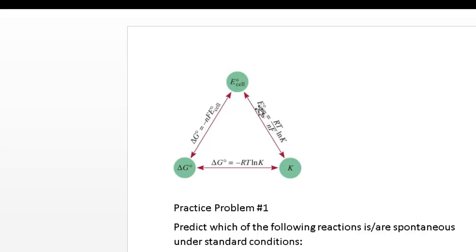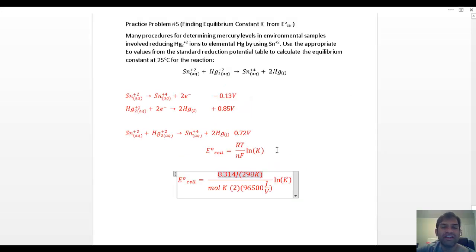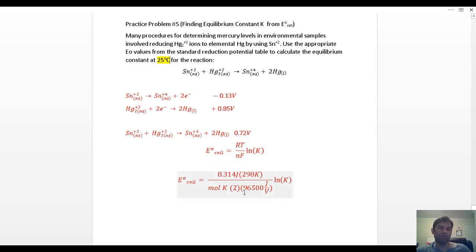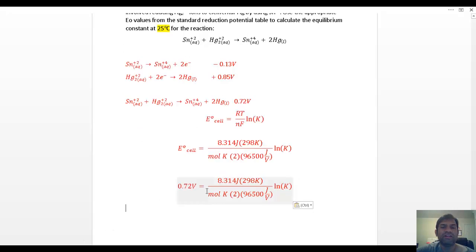We already just now calculated Ecell. So here's our equation that we just calculated. R is 8.314 joules per mole Kelvin. T is 298 Kelvin. Okay, we got that from there. And then 2 electron transfer reaction. F is 96,500 joules per volt. That's just a constant. Natural log of K. So Ecell we just calculated at 0.72 volts. So let's put in 0.72 volts here and then isolate K, solve for K.